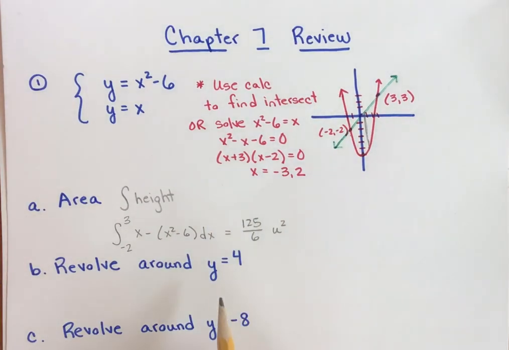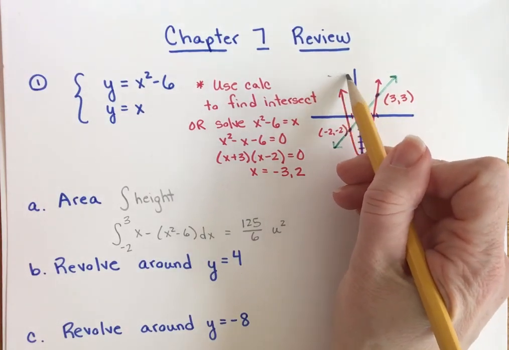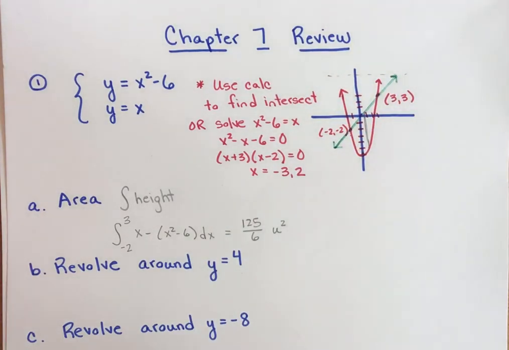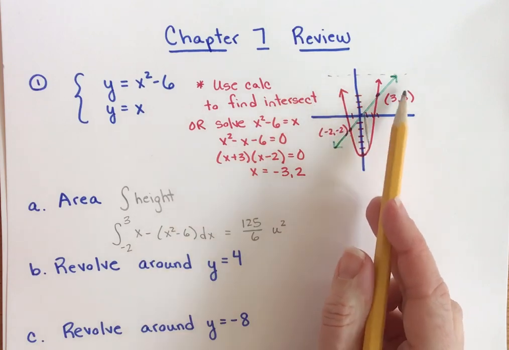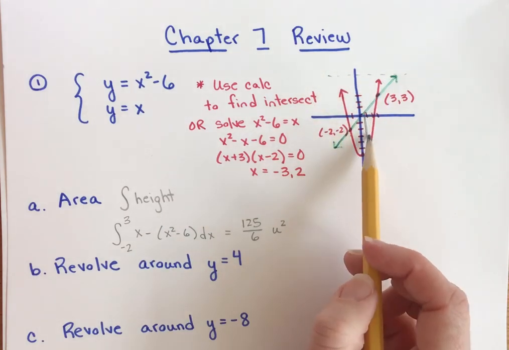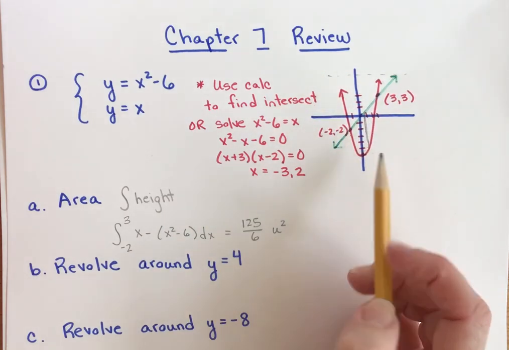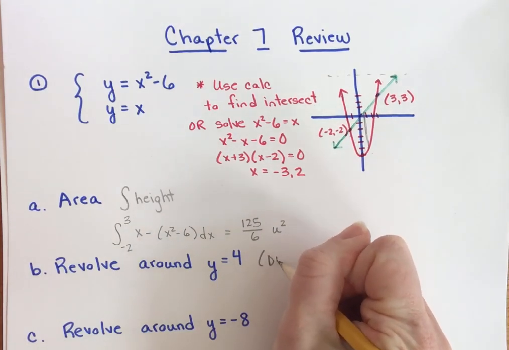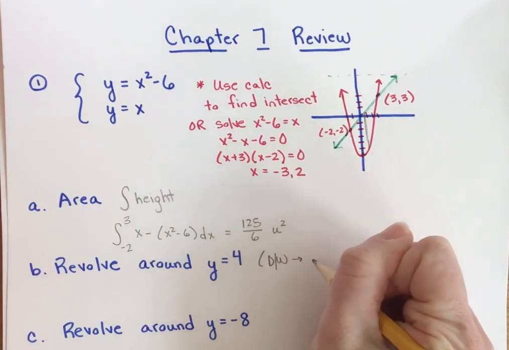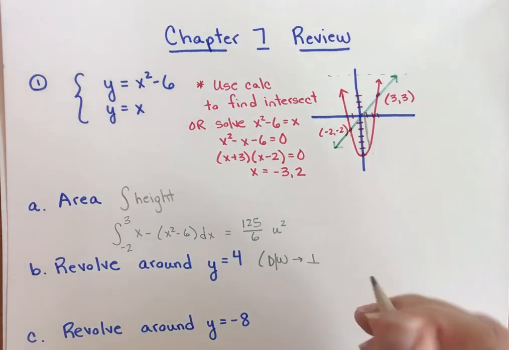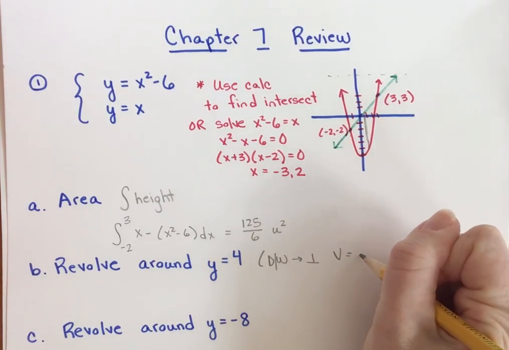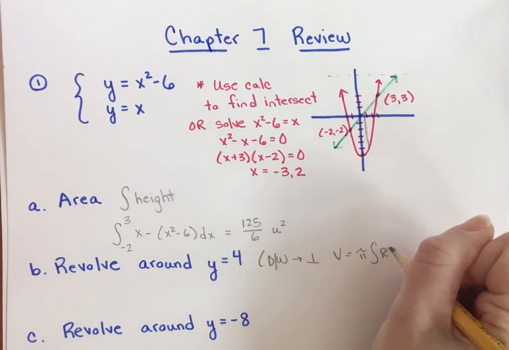All right, for the next one, we've got y equals 4. We're now revolving it around a horizontal line. If our horizontal line is what we're revolving, and we have a vertical slice, we are using the disk washer method, which means we are perpendicular to our axis of revolution. We will find our volume by accumulating areas of circles.